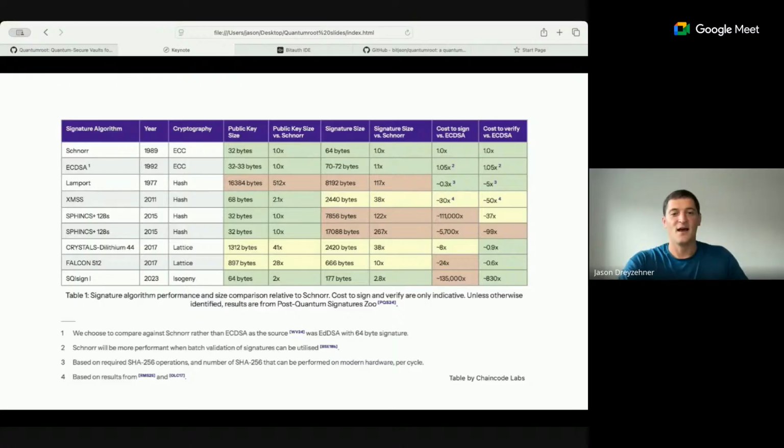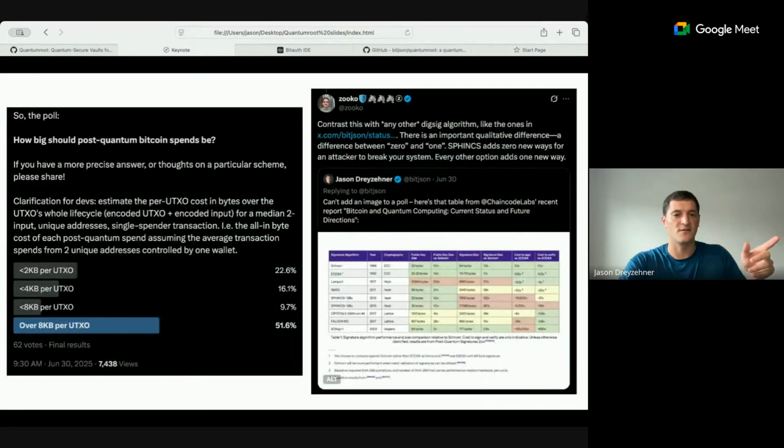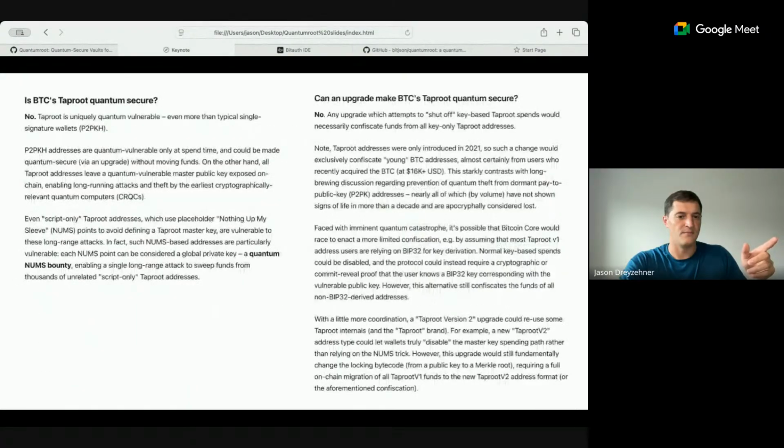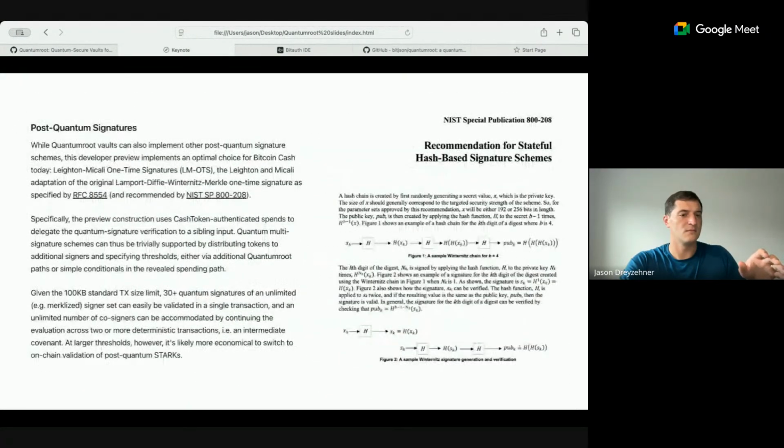XMSS and LMOTS is what we have, the Leighton-Micali signature scheme, a one-time signature scheme, is a component of that RFC. Where is it? There it is. Yeah, RFC 8554. That has a few-time signature scheme, I believe, as the other thing standardized in that document. We don't have to use that. All we need is the one-time signature scheme.